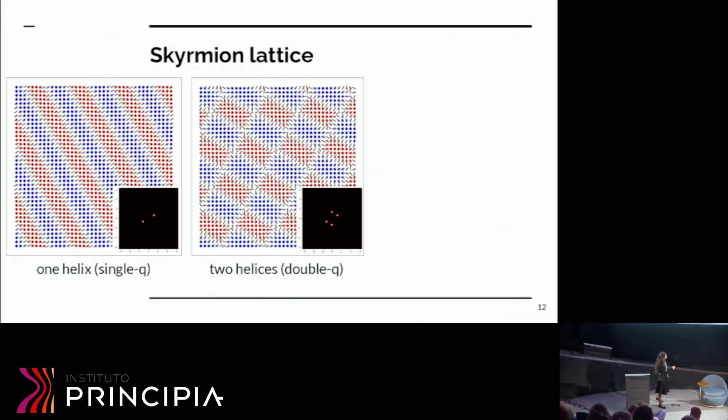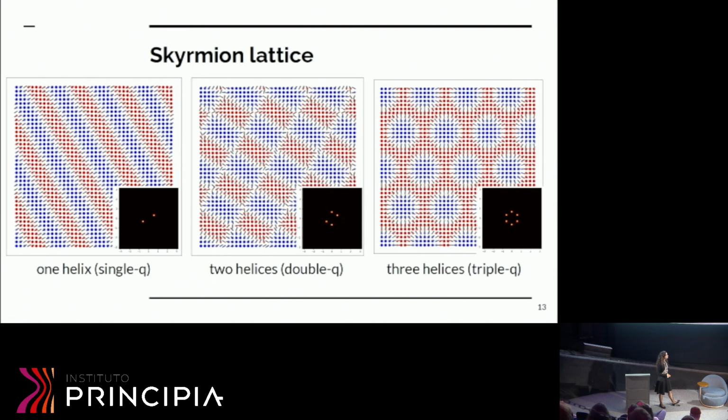So you have these textures, and in reciprocal space, the Fourier transform of the spins, you're going to see 4 peaks. This is a double Q. And then when you add the third one at 120, you get this Skyrmion lattice. And here, over there, you have this triple Q pattern. And why is this relevant? Because this, in reciprocal space, is what you are going to compare with neutron scattering results.